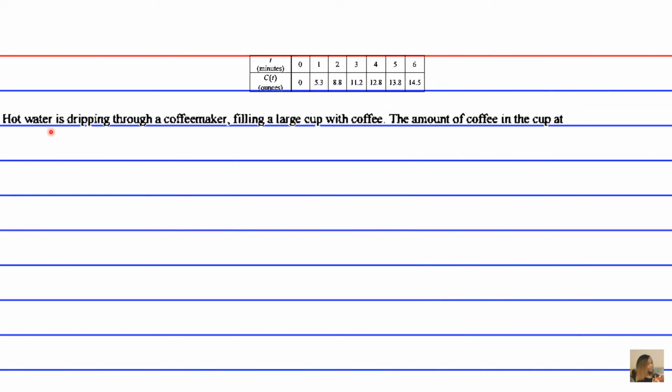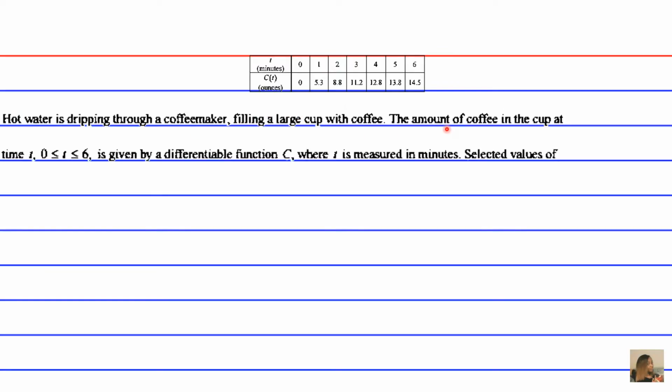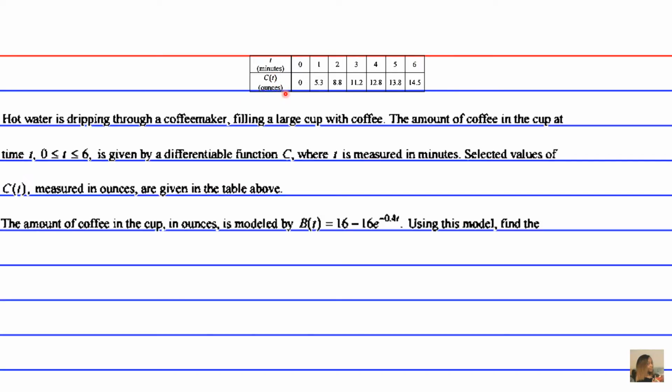Alright, so hot water is dripping through a coffee maker, filling a large cup with coffee. The amount of coffee in the cup at time t, where t falls between the closed interval of 0 to 6 minutes, is given by the differentiable function c, where t is measured in minutes, as I just said. Selected values of c of t, measured in ounces, are given in the table above.